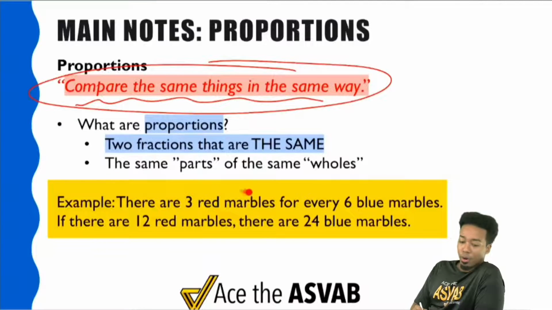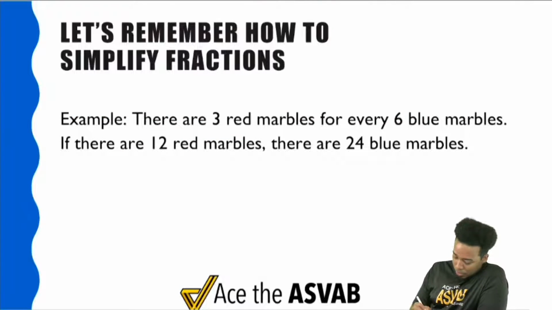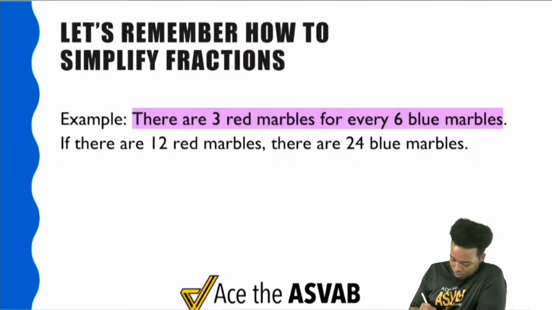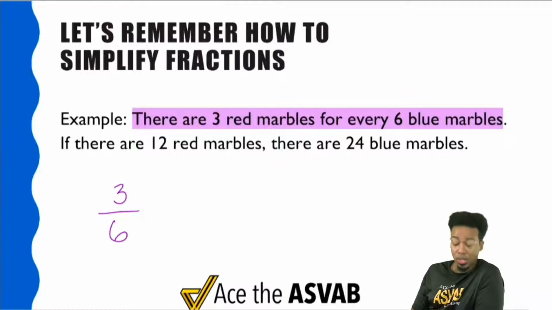There are 3 red marbles for every 6 blue marbles. If there are 12 red marbles, there are 24 blue marbles. So this is how I would set this proportion up. Let me go to the next slide. Same exact text. I'm going to take this first sentence, 3 red marbles for every 6 blue marbles, and say 3 compared with 6. Everybody remind me, please: the 3 that I just wrote down, what does that represent?